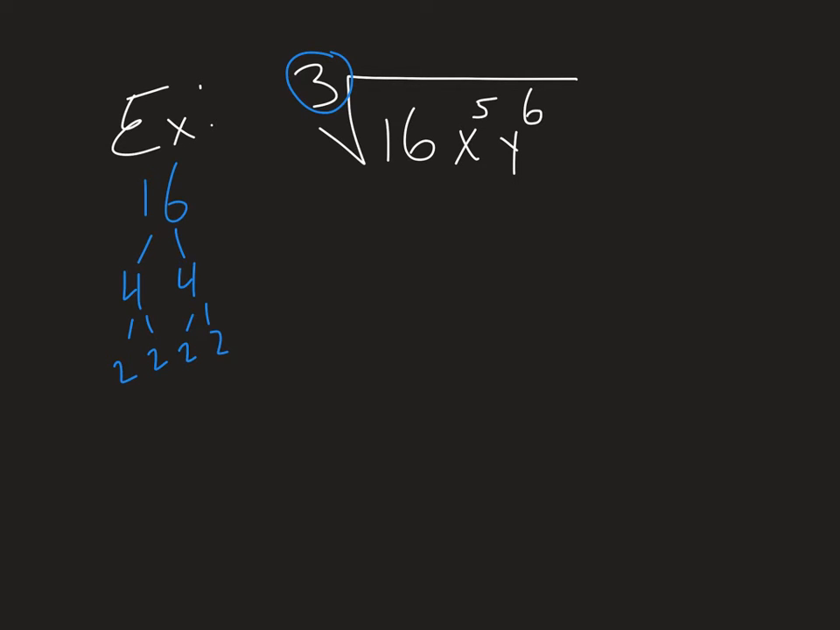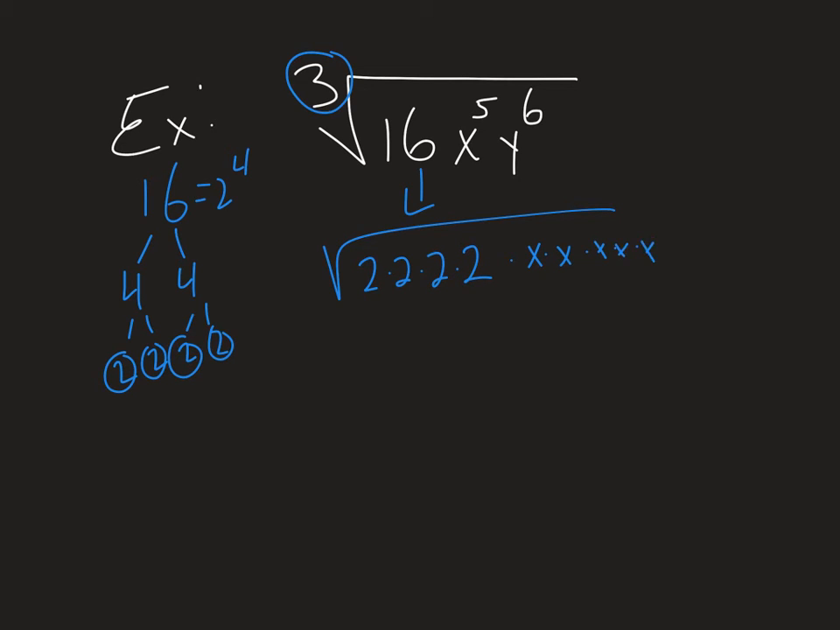So 2 times 2 makes 4. Also 2 times 2 makes the other 4. So 16 is equal to 2 to the 4th power. So we could rewrite this technically as 2 times 2 times 2 times 2 times x times x times x times x times x times y times y times y times y times y times y. Now you don't necessarily have to write them out every time. I'm just doing this to illustrate what's happening here.